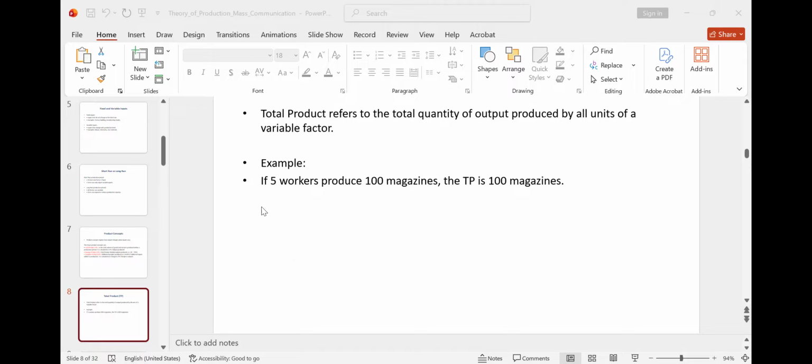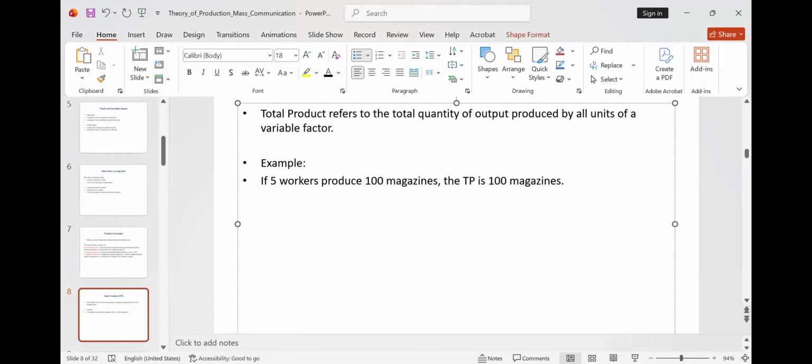Okay, let me now give you a question. Based on this question, what is the average product from the formula I gave you earlier? What is the average product of a worker? Just a simple answer. Yes? So the average product of a worker will be 15 magazines. 15. Yes. How did you get 15?